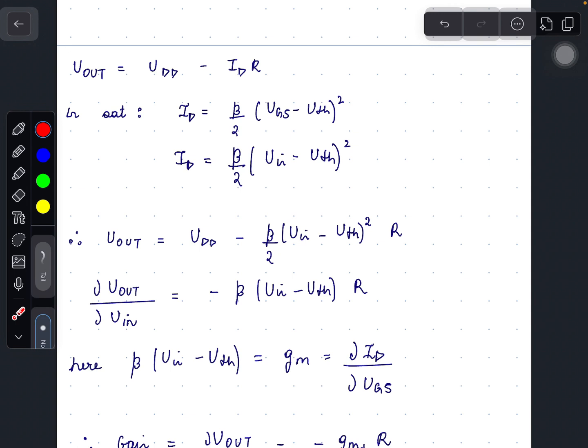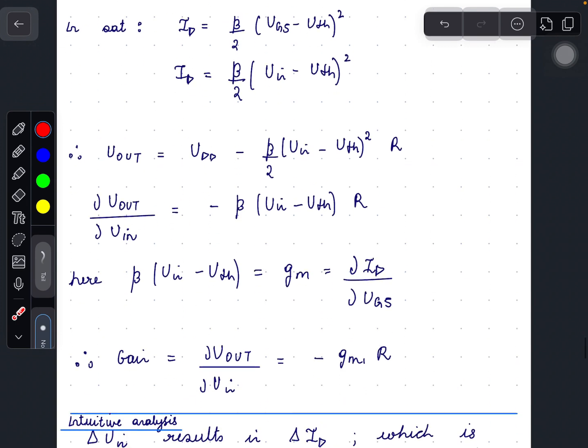Dou U out by dou U in is the gain, which, when differentiated, gives minus beta times U in minus UTH times R. We know that beta times U in minus UTH, or beta times UGS minus UTH, is nothing but the transconductance of the transistor, equals GM1. So gain equals delta U out by delta U in equals minus GM1 times R.